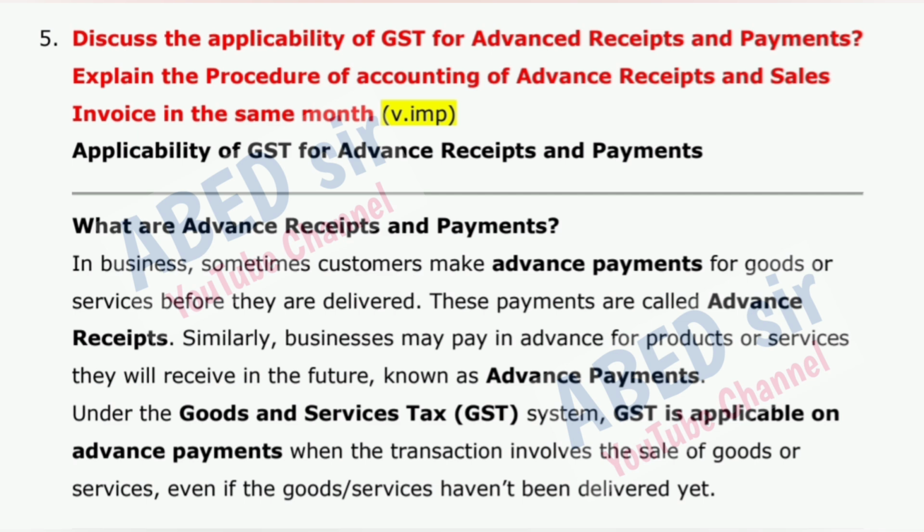In business, sometimes customers make advance payments for goods or services before they are delivered. These payments are called advance receipts. Similarly, businesses may pay in advance for products or services they will receive in the future, known as advance payments. Under the Goods and Services Tax (GST) system, GST is applicable on advance payments when the transaction involves the sale of goods or services, even if the goods or services haven't been delivered yet.